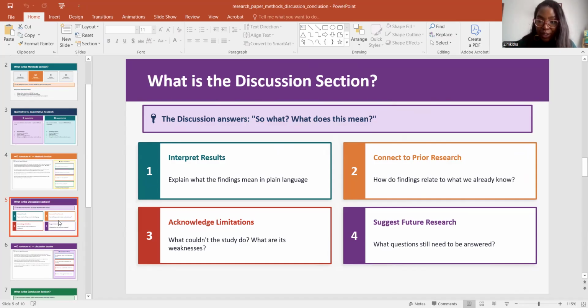Connect it to prior research. So, how does your information connect to other people's research? Does it connect or does it disconnect? Is there something that is odd, very strange, for example? Okay. Then you also acknowledge limitation. Now, limitation means what were you not able to do in your research?